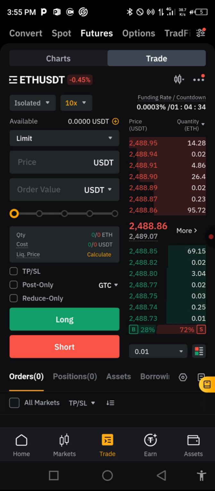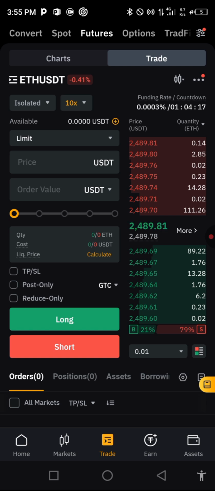So if you are making a profit, let me say 10%, it is calculated based on that $100, not based on $10. I know the higher the amount, the more money that you make.